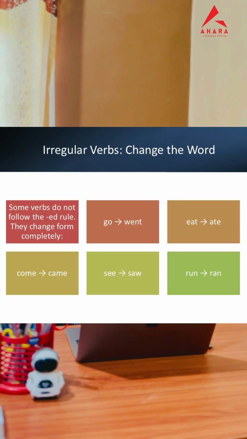Irregular verbs. This is very important. What are the irregular verbs? Some verbs do not follow the ed rule. They change form completely. So remember, they don't follow the ed rule and they change the form completely. How will it be? If I say go, then it will be went. So go becomes an irregular verb. Eat becomes ate. Come becomes came. See becomes saw. Run becomes ran.